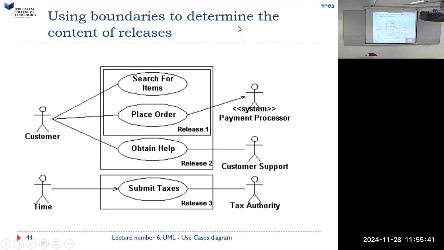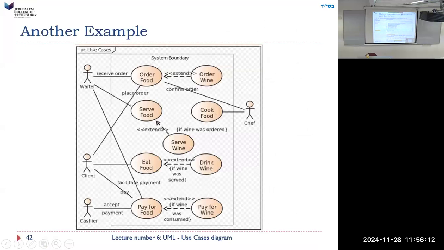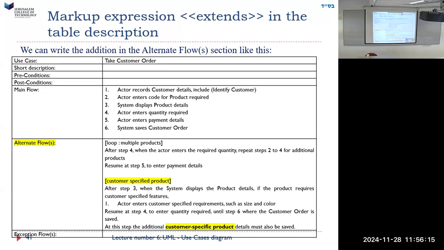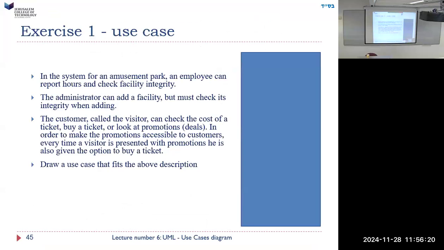Using boundaries to determine the content of releases. This is interesting. If you want to divide up your project into releases, you can put boxes within boxes. This is release 1, release 2 extends that, and release 3 extends that. Or it's not really part of that, but a different thing, a different release. Okay.